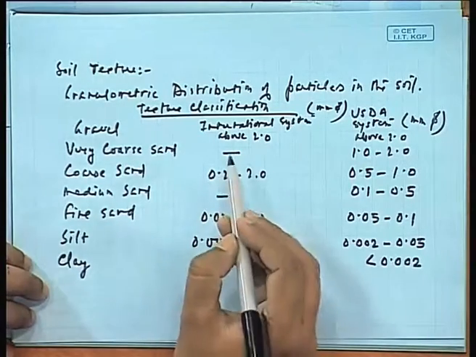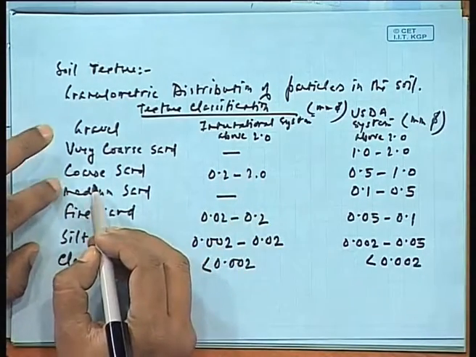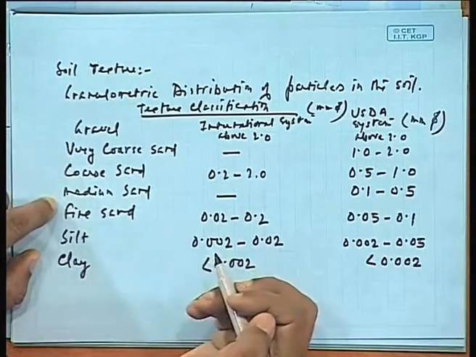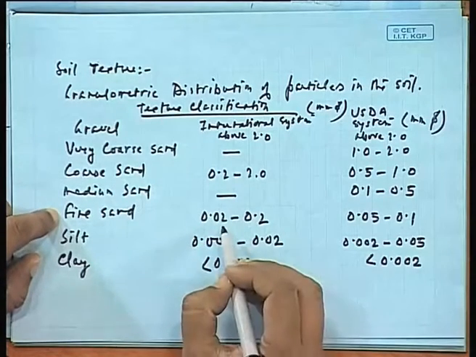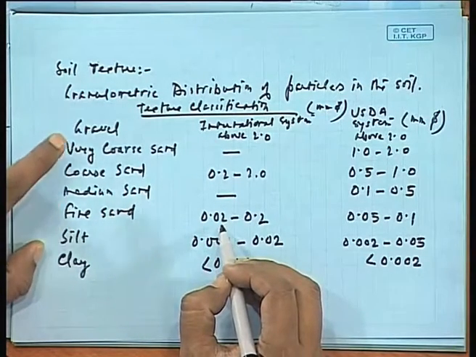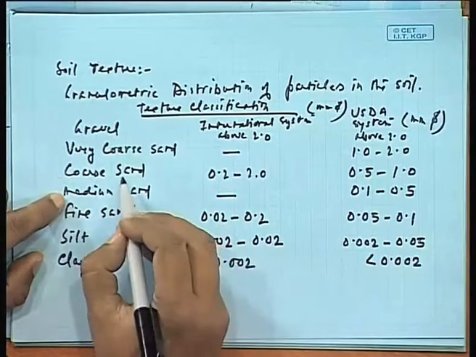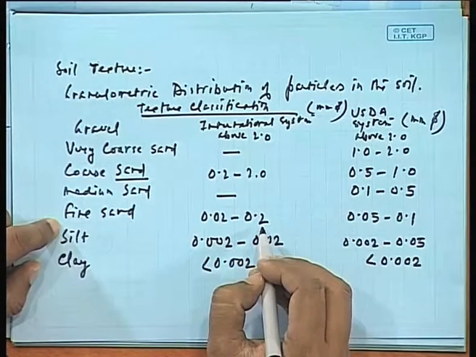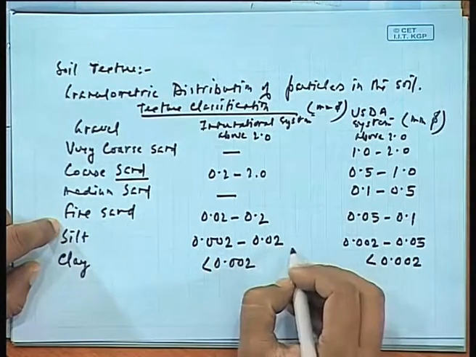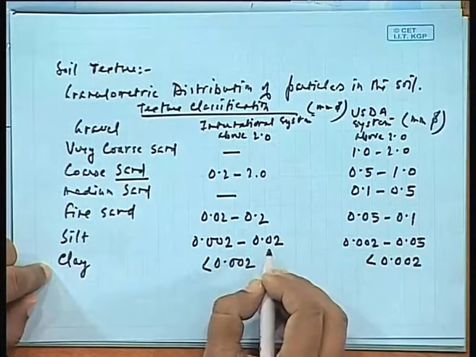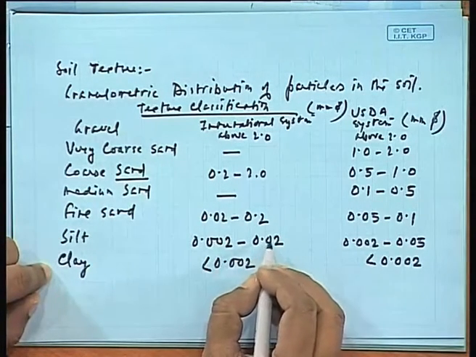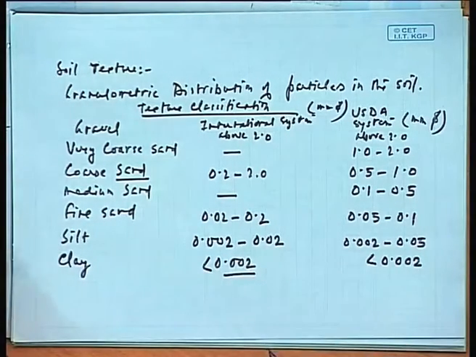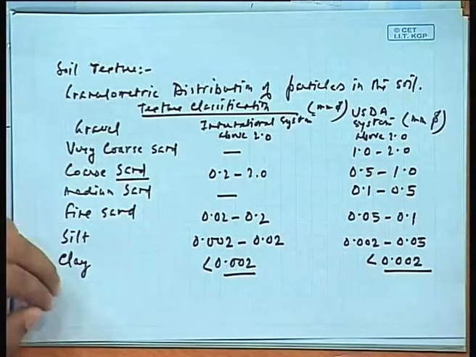So you can say in the international system there is nothing like coarse sand or medium sand. It is only sand. They have made a distinction as to coarse; very coarse sand is only termed sand here. Fine sand has a distinction. Silt is given here as 0.002 to 0.02. Clay is anything less than 0.002, and in both cases this remains the same.